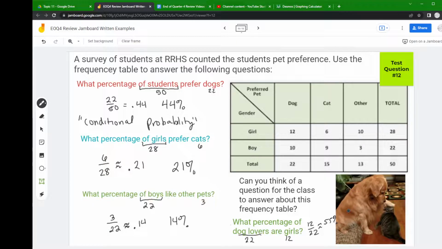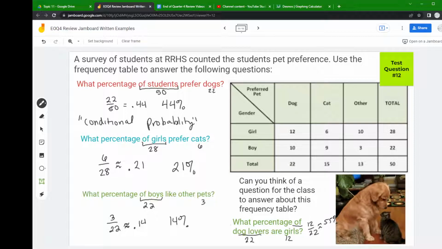So just be aware, it's not always finding a total across horizontally. Sometimes it's totals up and down. So just look for that "of," and that "of" will tell you which column or which row to talk about. But there you have it. That's our conditional probability.